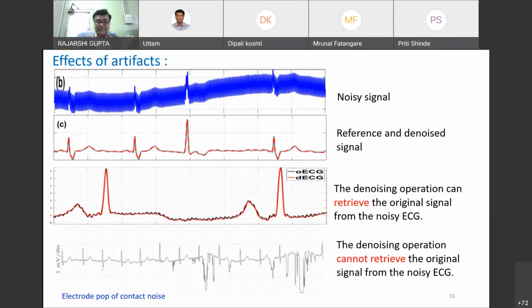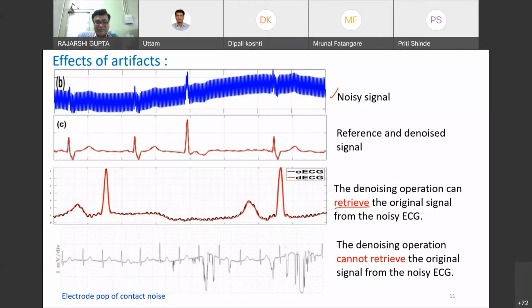Now, let us talk about the effects of artifacts. So what do the artifacts do? Basically, I have shown using an ECG signal. So this is a noisy signal. And if we go for denoising, you can see that the reference signal and the denoised signal are almost superimposed. So the denoising operation in some cases can retrieve the original signal from the ECG, but it is not always true.